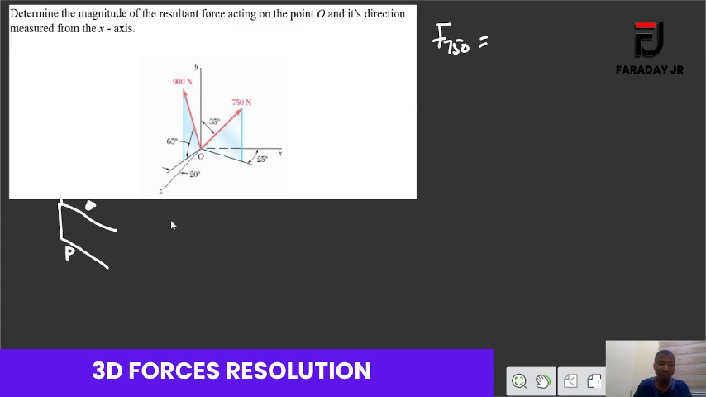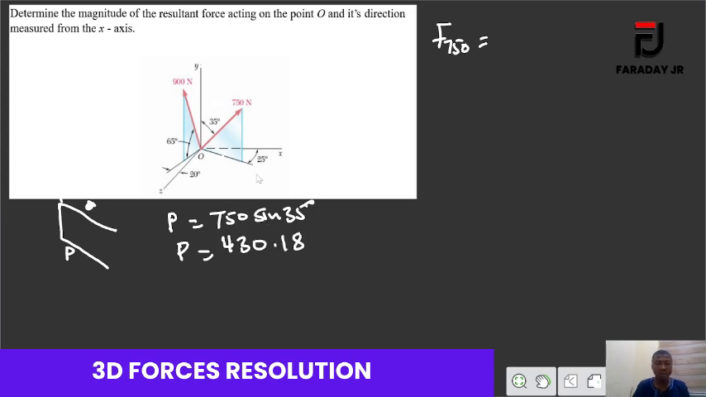Once you have that P in mind, let's resolve P alone. We can say that the force P is equal to 750 times... we don't know the angle to the force P because we have it only to the y-axis, so we take sine of 35 degrees. Let me have my calculator with me. That will give me 430.18.